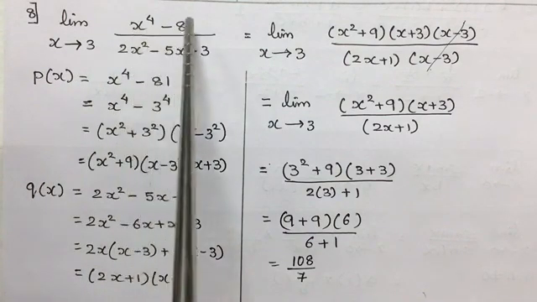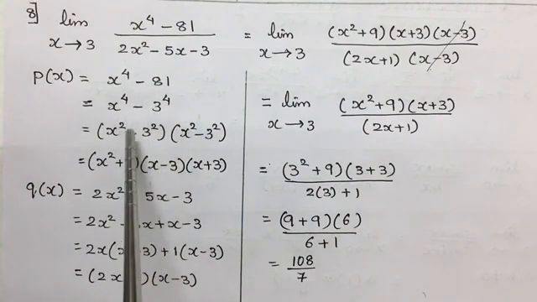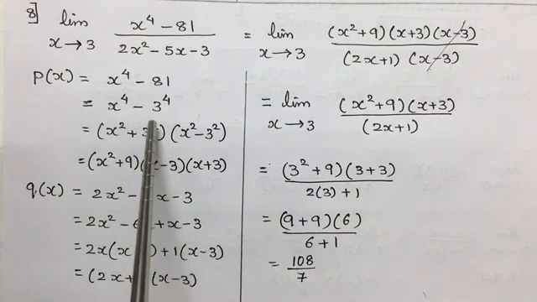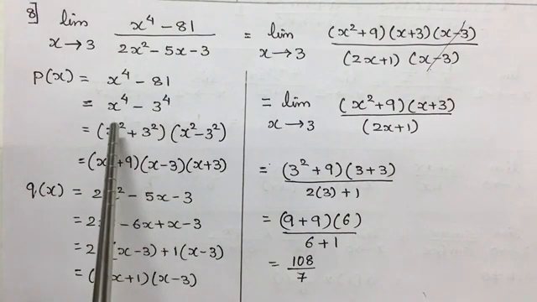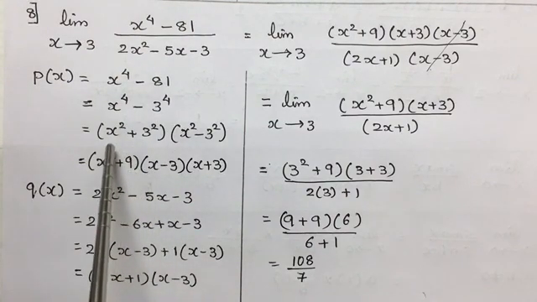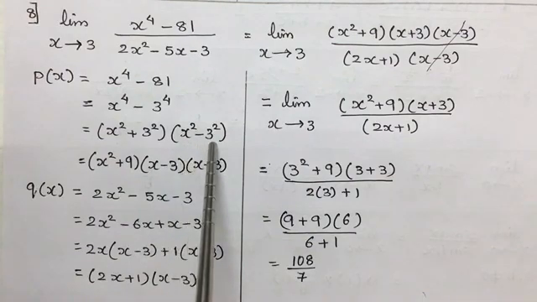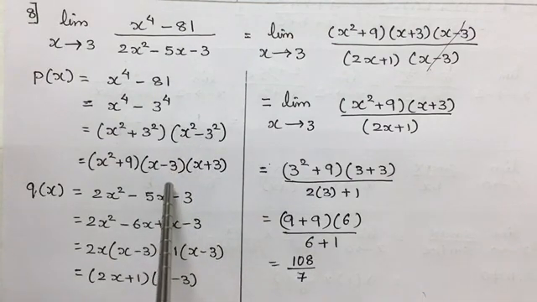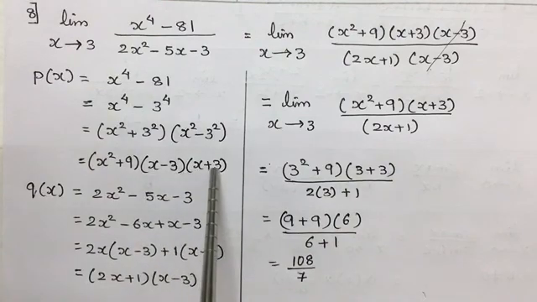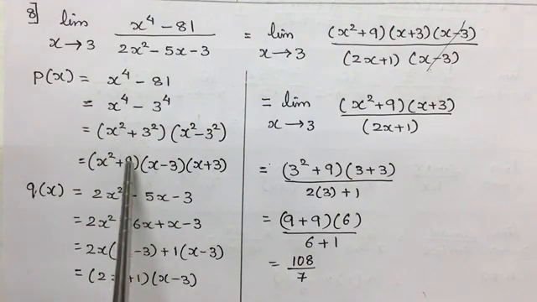Now taking up numerator as p of x, x raised to 4 minus 81, expressing 81 as 3 raised to 4, using a square minus b square formula, we'll get the brackets as x square plus 3 square into x square minus 3 square. X square minus 3 square can be further factorized as x minus 3, x plus 3, and the first bracket becomes x square plus 9.